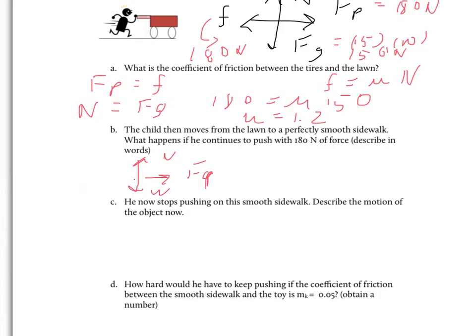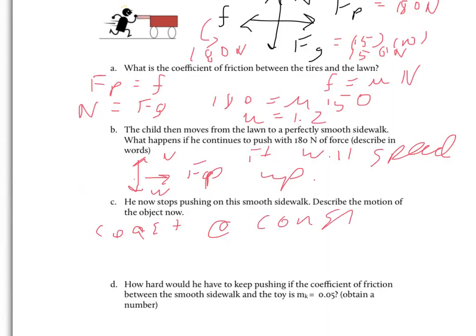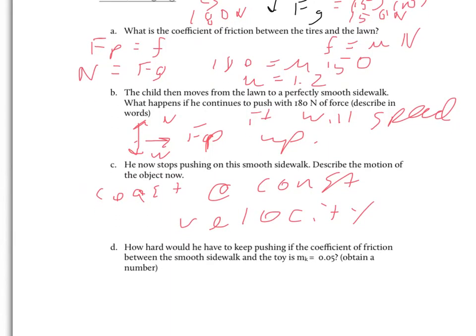So what this means, it's supposed to be a P, is it will speed up. And then when we stop pushing, it will now coast at constant velocity, just like in the dry ice lab we did before Christmas break.